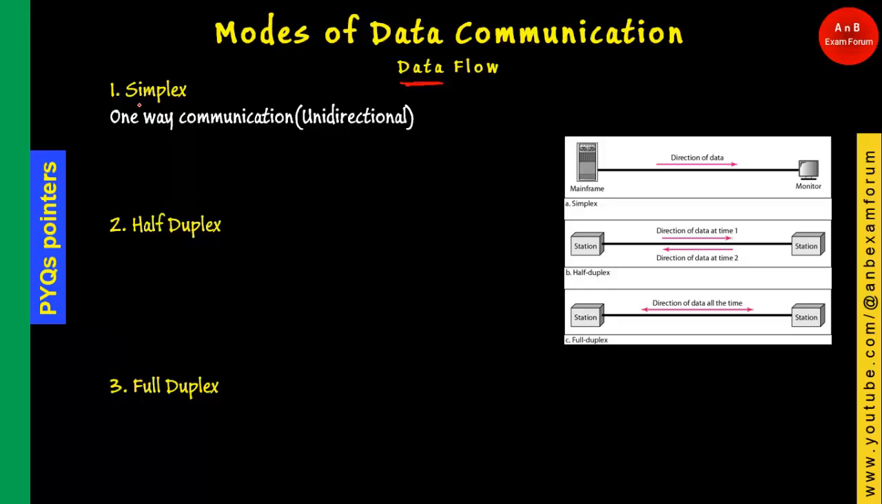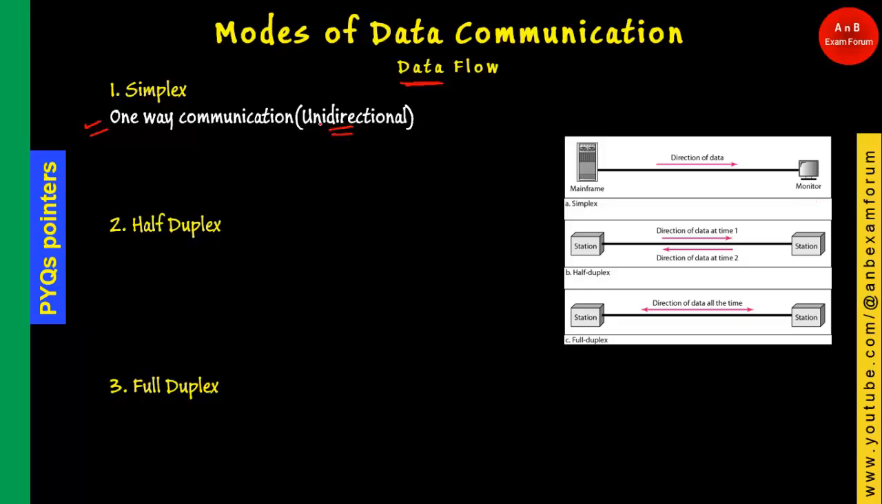Simplex, as the word suggests, is very simple. It is one-way communication. For example, this is a mainframe computer and this is a monitor. The mainframe is going to send the data and the monitor is going to receive the data and display it on the screen. In this type of communication, data flows in only one direction, from the mainframe to the monitor.